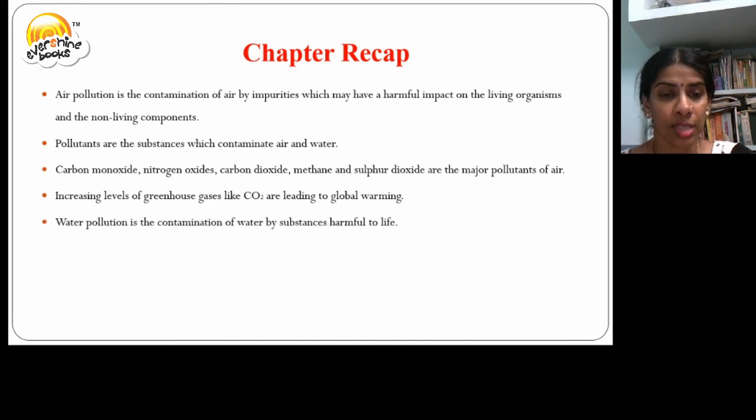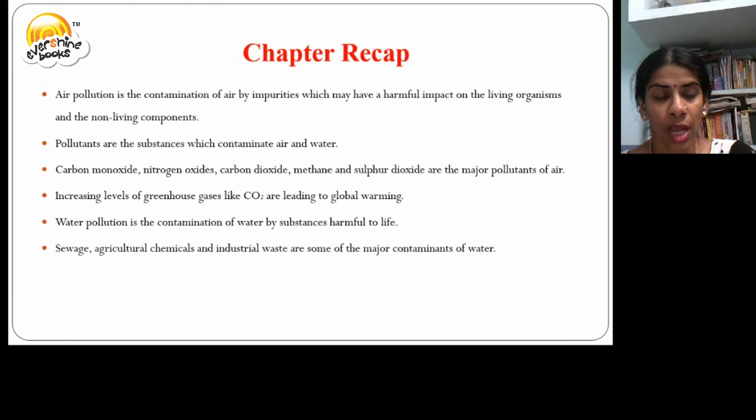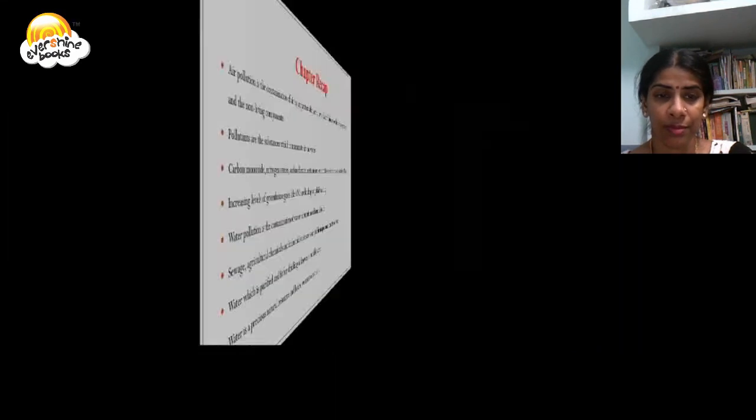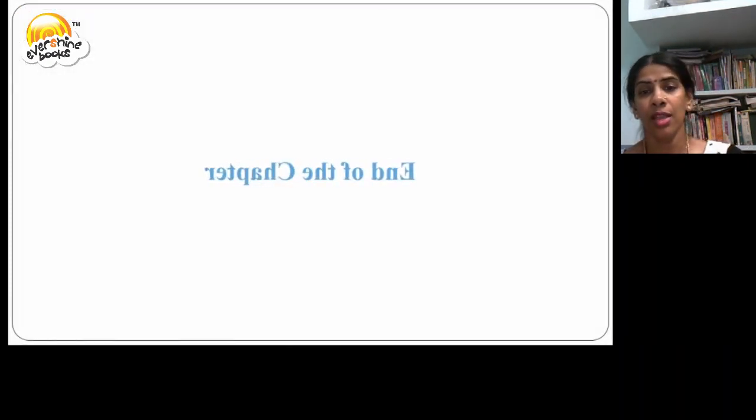Water pollution is a contamination of water by substances harmful to life. Sewage, agricultural chemicals, and industrial waste are some of the major contaminants of water. Water which is purified and fit for drinking is known as potable water. Water is a precious natural resource and hence we must conserve it. This ends the chapter.